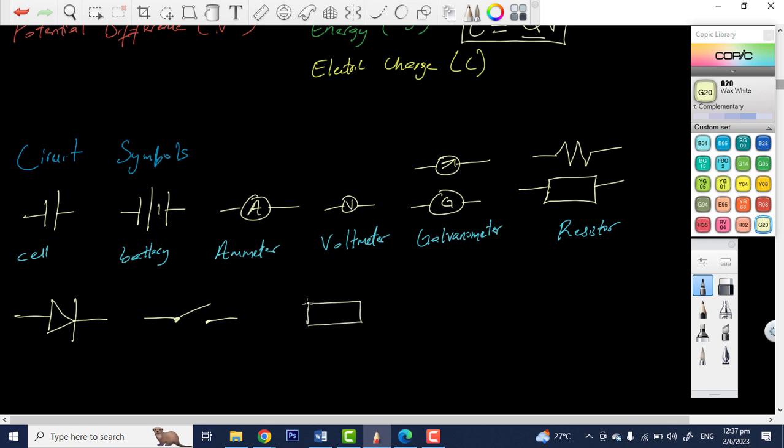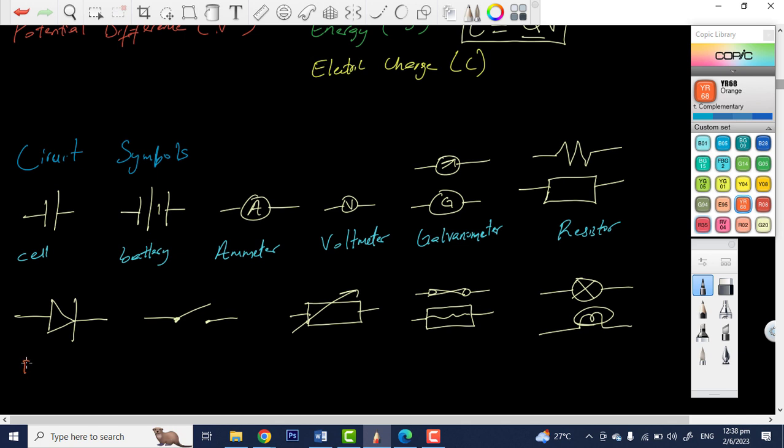We also need to know this symbol right here. Especially when we talk about rectification, we need to know this thing, which is a diode. Also, we need to know a simple switch, like that. Need to know this one right here, the variable resistor. So we need to know that, variable resistor. We need to know the fuse. You have two different representations: this one, or this one.